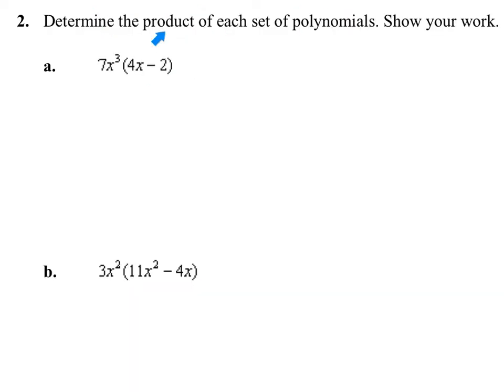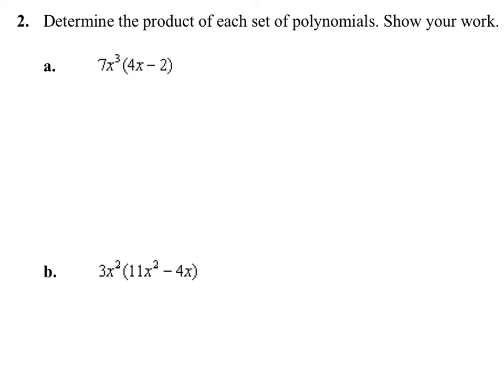Determine the product of each set of polynomials and show your work. So product means we're multiplying. So I'm going to take this 7x to the 3rd power and multiply it into this parenthesis right here. Whenever you are multiplying, that is when your exponents are going to change.